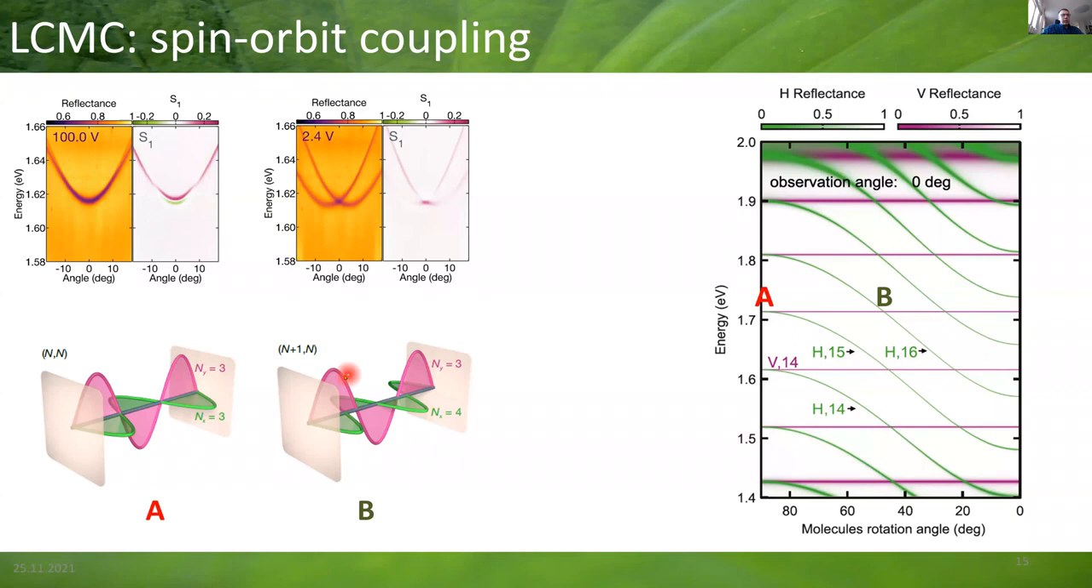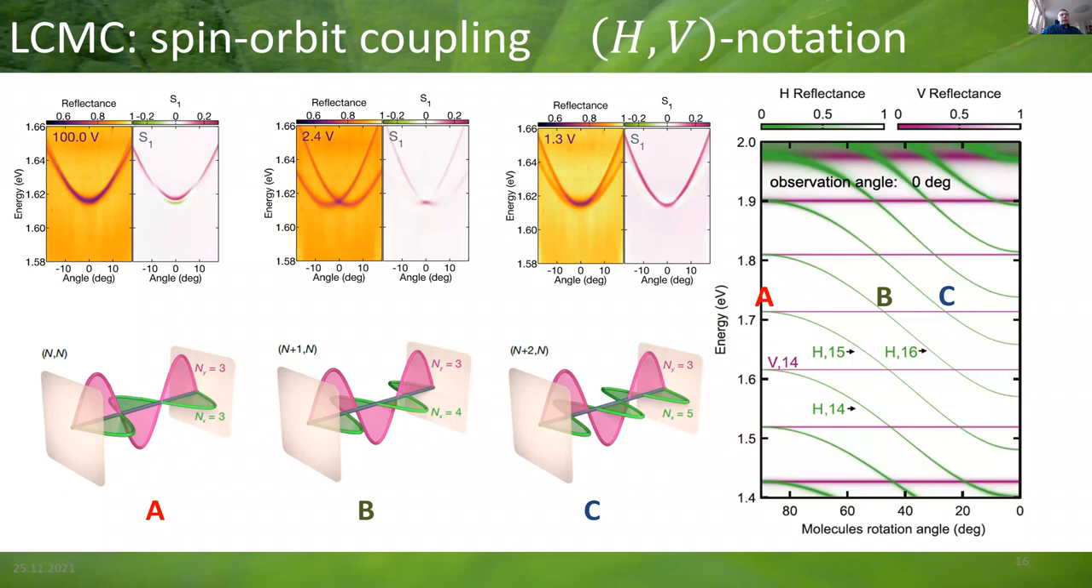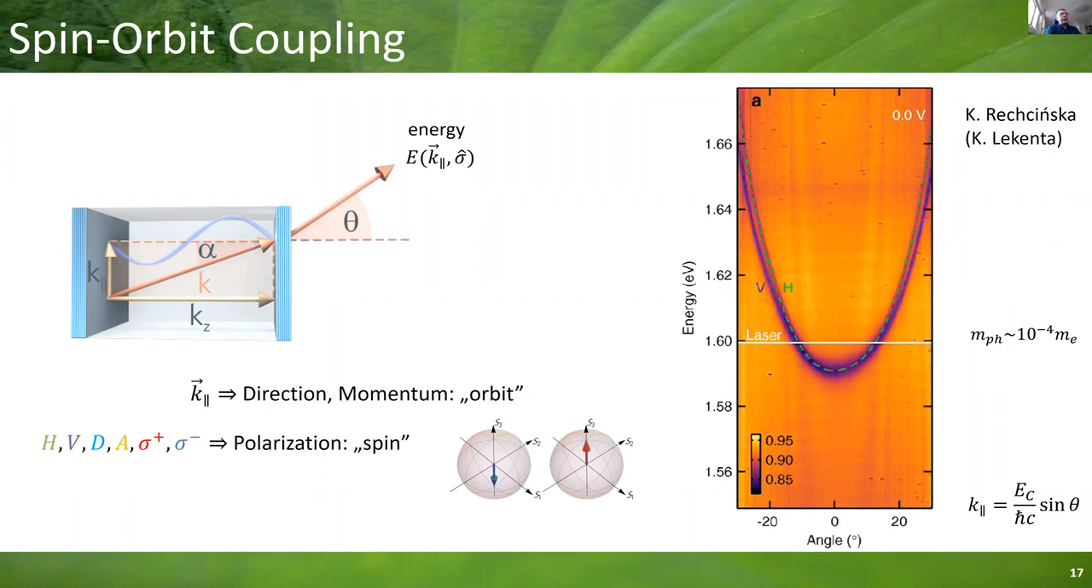And then there is another regime which we can investigate, the N plus two, et cetera, depending on the thickness of the cavity. In order to describe the light propagation in the system, we of course can characterize the light by the energy and the momentum, the angle of the light which is coming out from the cavity.